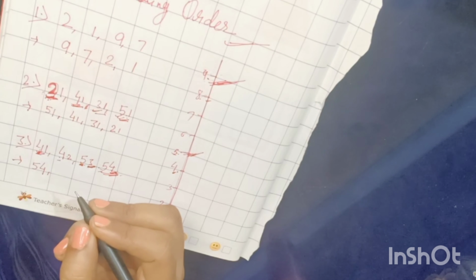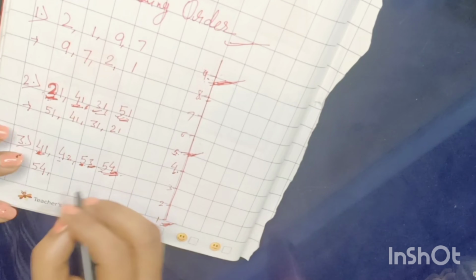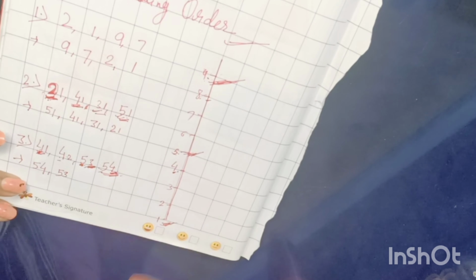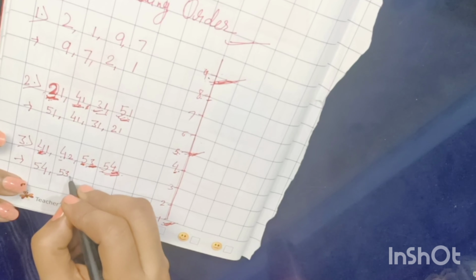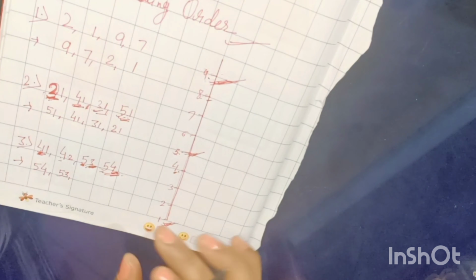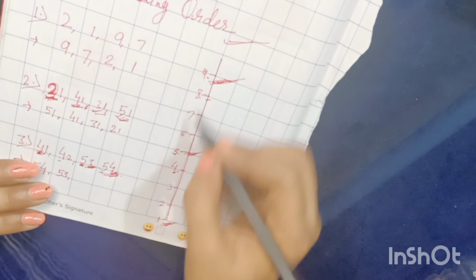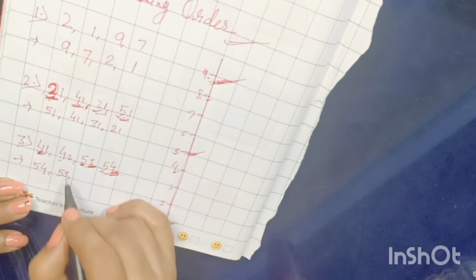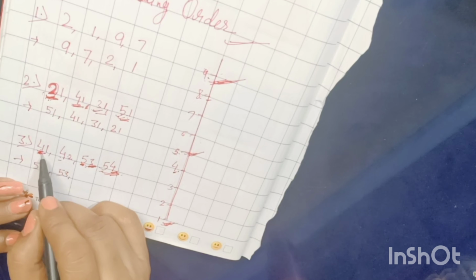After that, we'll do backward counting. 54, 53. It is here. We'll write 53. You can tell your kids to do backward counting. It will increase their counting skill also. Or you can tell them to take the help of this number line. We'll do the same thing. Okay, so after 53, there are two numbers, 41 and 42.